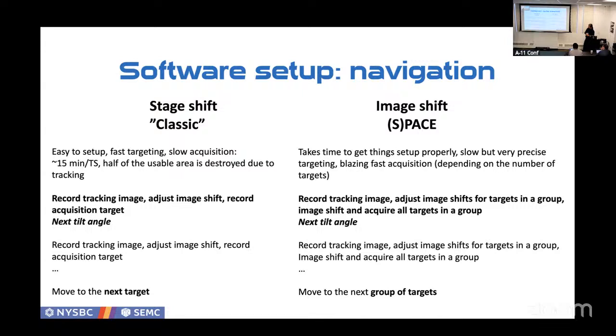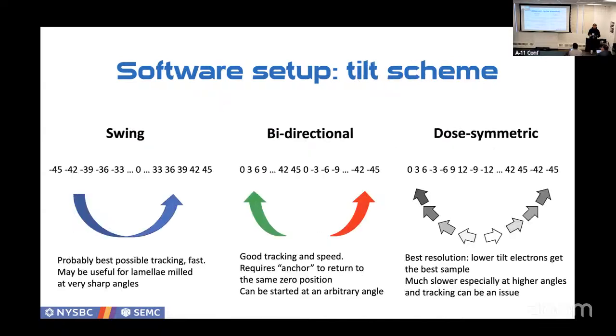So the way it does things, records tracking image, adjusts image shift, records acquisition target, and goes to the next one. Here it does all of the same thing, but it image shifts for every single target in the group. So it adjusts the image shifts based on the tracking tilt series, adjusts the image shift matrix, takes the geometry into account, and then image shifts and acquires every single tilt series. The time it takes to do this is approximately the same. It's about 15 minutes per tilt series, but you're collecting multiple of them. So it will be, say, 15 minutes or 20 minutes per tilt group.